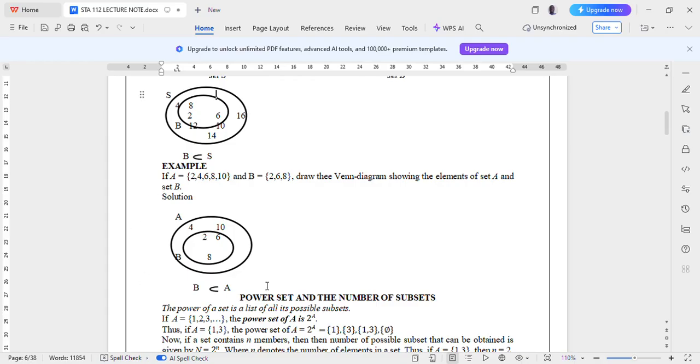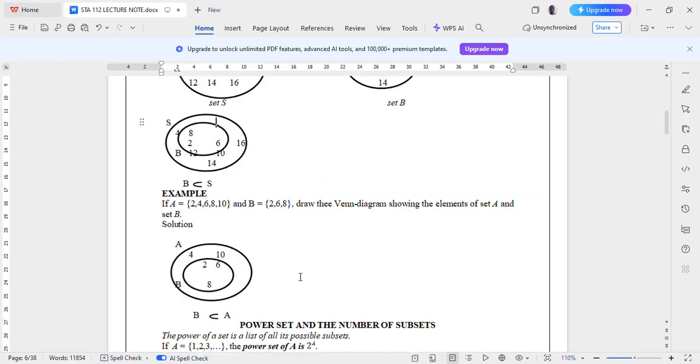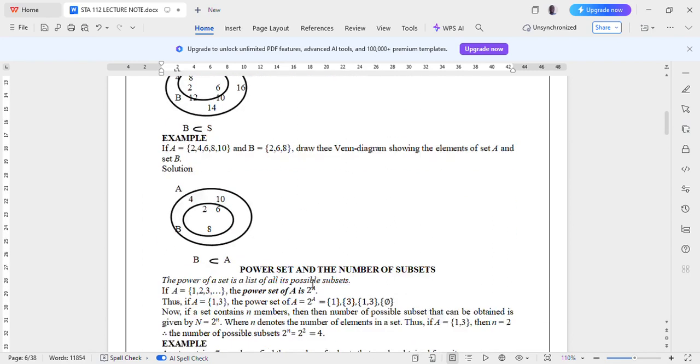So we now look at A as a whole. You see your 2, 4, 6, 8, and 10 here. So B is a subset of A. We say A is a superset of B.